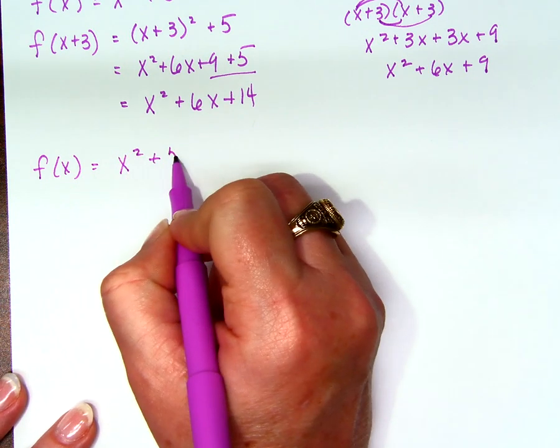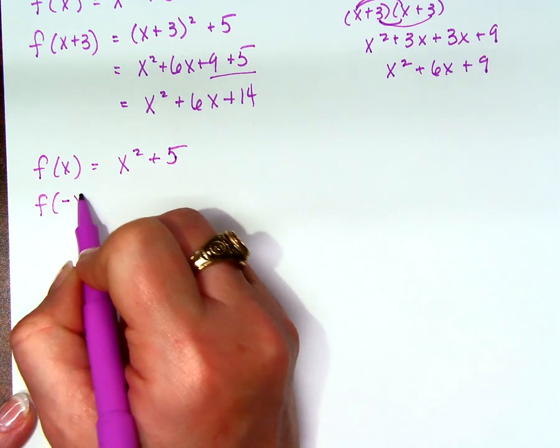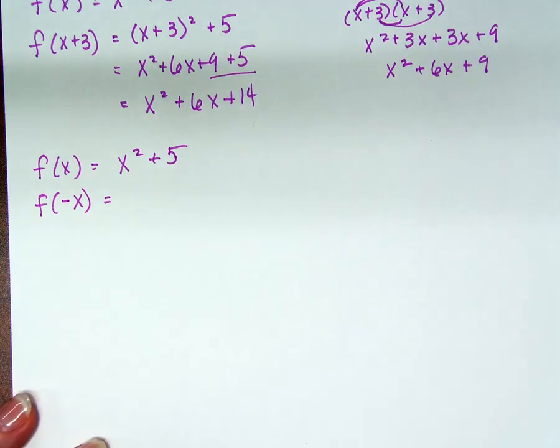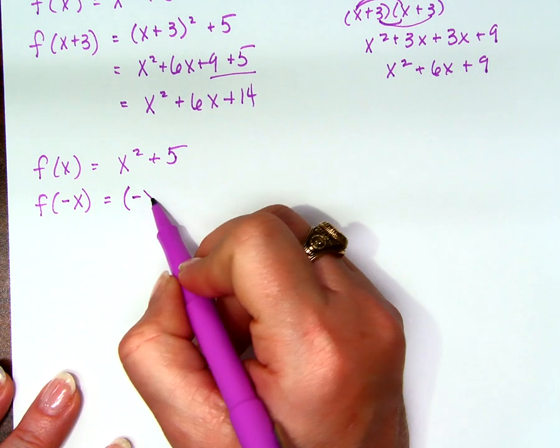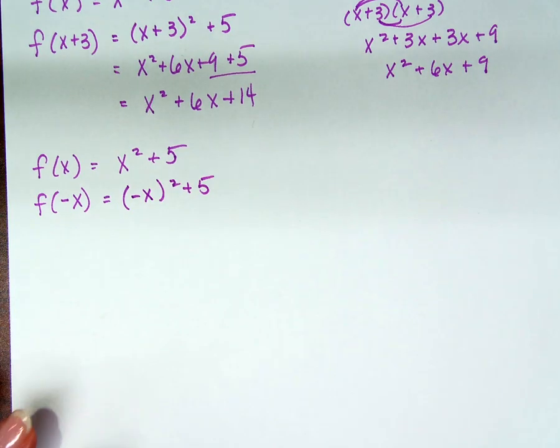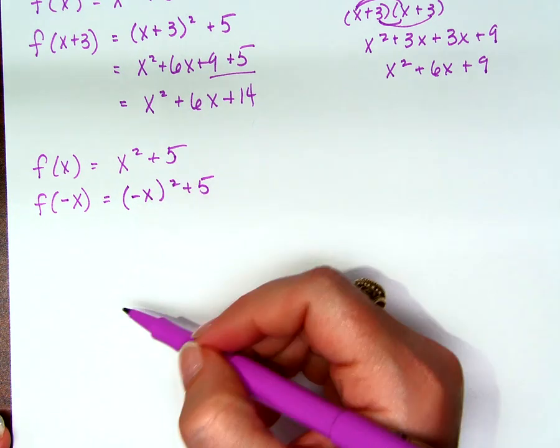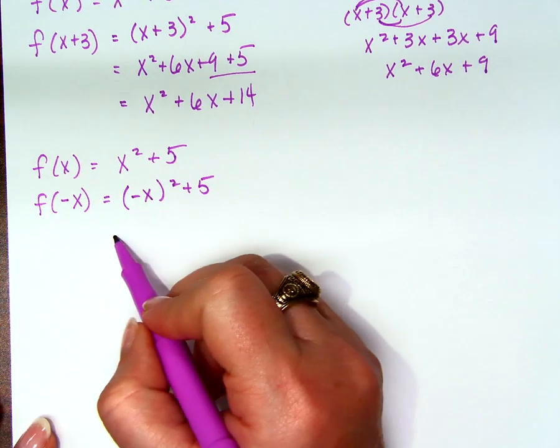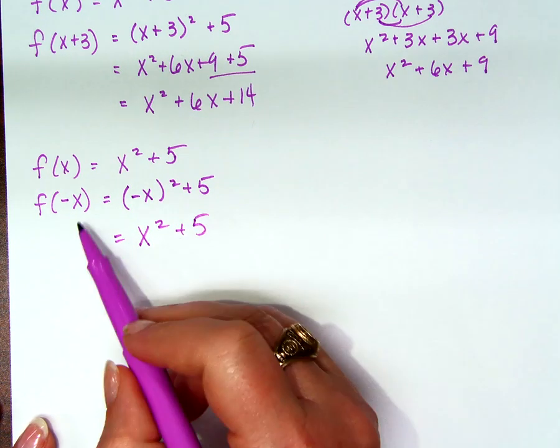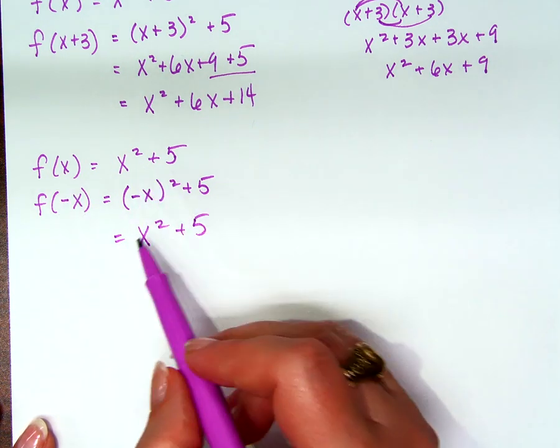Okay? Could you do the same type of problem if I said to you, same f of x to begin with, x squared plus 5? I said, what happens if it's f of negative x? Could you do that? So negative x goes here. Could I simplify that? What is negative x squared? Just x squared? X squared plus 5.